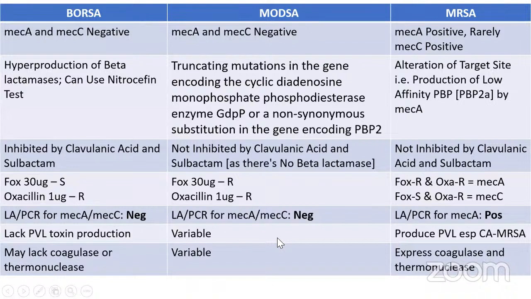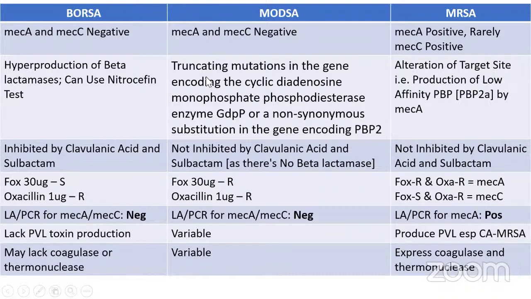So if we compare this in a table, the BORSA isolates and MODSA both are mecA and mecC negative, whereas MRSA, almost all of them are mecA positive. Some isolates might be mecC positive. In BORSA, there is hyperproduction of the beta-lactamase, and we can use the nitrocefin test because beta-lactamase is being hyperproduced, so nitrocefin will definitely be positive. In MODSA, like I said, there are truncating mutations in different sites, which are not normally found in the PBP2a. And in MRSA, of course, the altered penicillin binding protein, the target site, is altered.